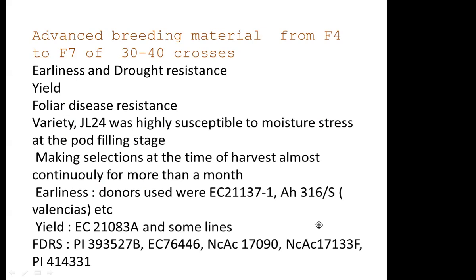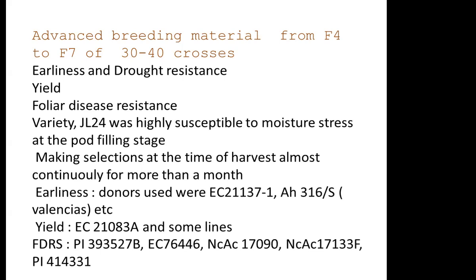Here, the donors for earliness were EC 21137-1 and AH316S. These are all Valencias maturing in 95 to 100 days. These were used as donors. One more, EC 21083A, is for yield.